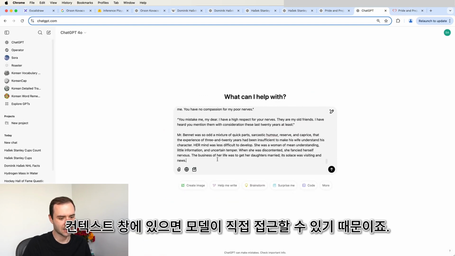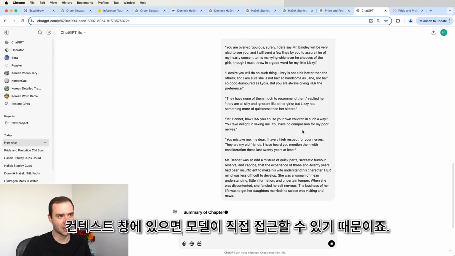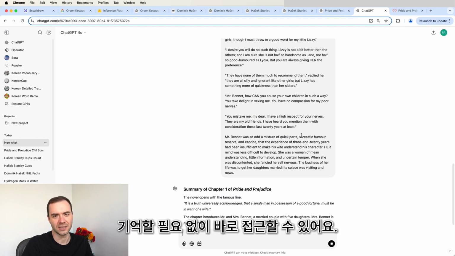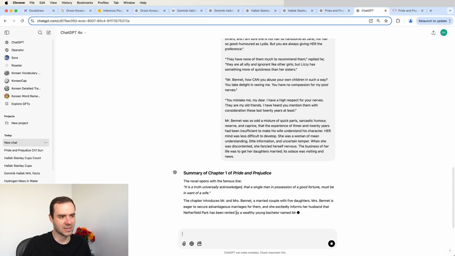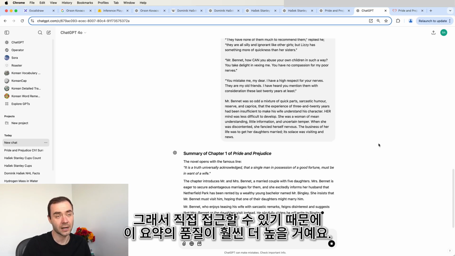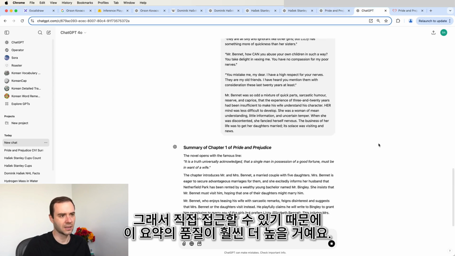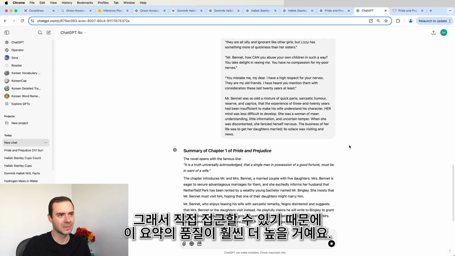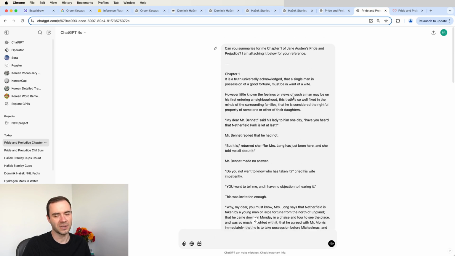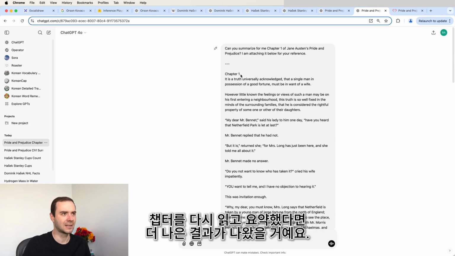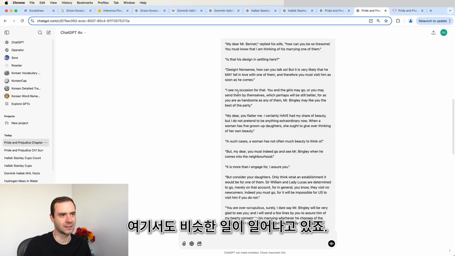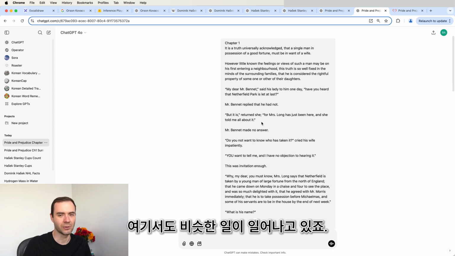I do that because when it's in the context window, the model has direct access to it. It doesn't have to recall it, it just has direct access. So this summary can be expected to be of significantly higher quality than the previous one, just because it's directly available to the model. I think you and I would work in the same way: you would produce a much better summary if you had reread the chapter before you had to summarize it. That's basically what's happening here, or the equivalent of it.